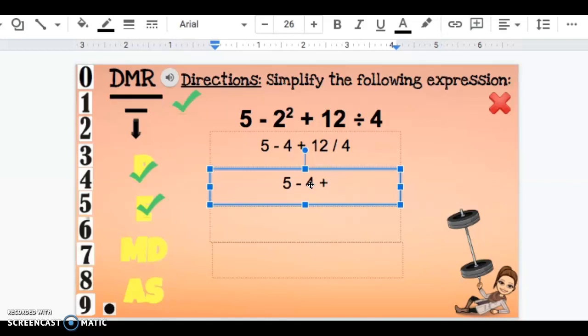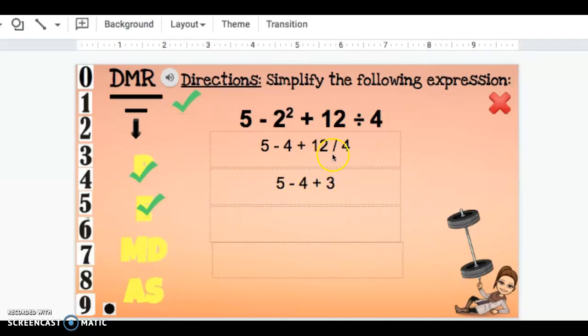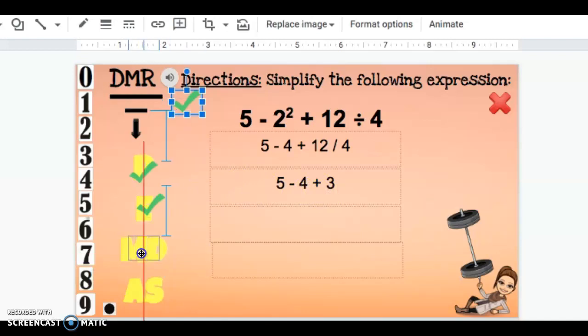However, 12 divided by 4 is the inverse operation of 4 times what gives me 12. So 12 divided by 4 is 3, because I know 4 times 3 is 12. So I type my answer because I've touched it, and I don't leave that in the problem anymore. So now my new problem is 5 minus 4 plus 3. I don't see any multiplication or division, so I put a check over my multiplication and division.